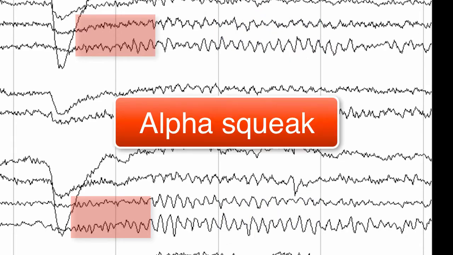This name dates back to the era of paper EEG recording. At that time, EEG was recorded on paper with multiple pens being deflected at the same time. If the pens were deflected up and down very quickly, secondary to a high-frequency brain rhythm, they would generate a squeaking sound as they moved across the paper. Hence, alpha squeak.